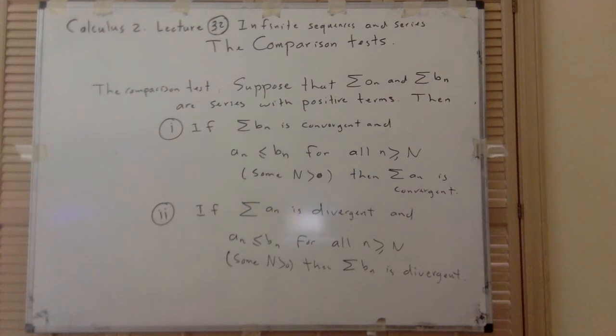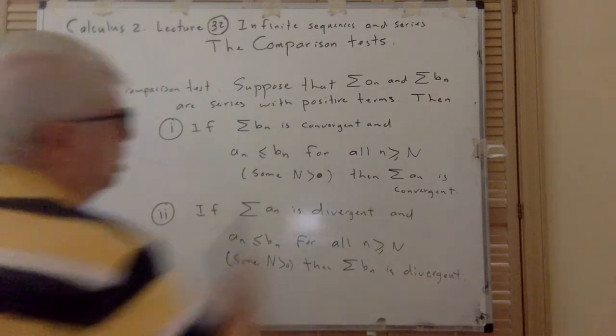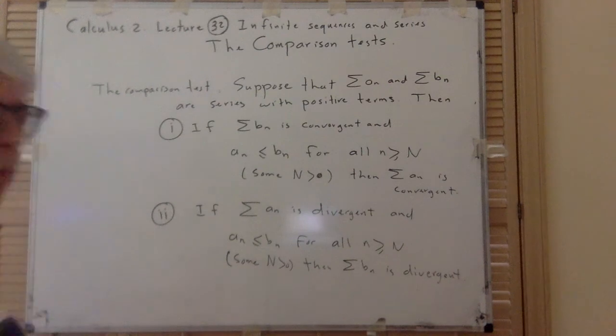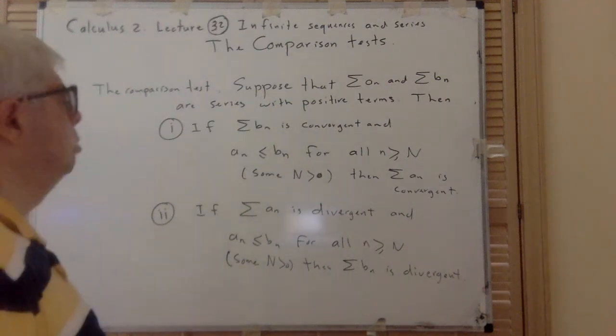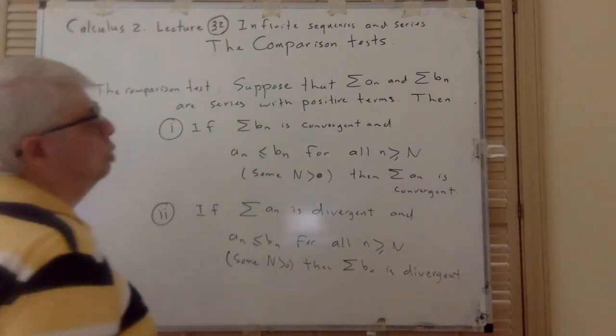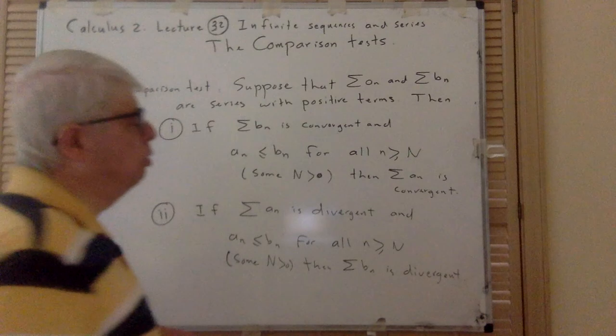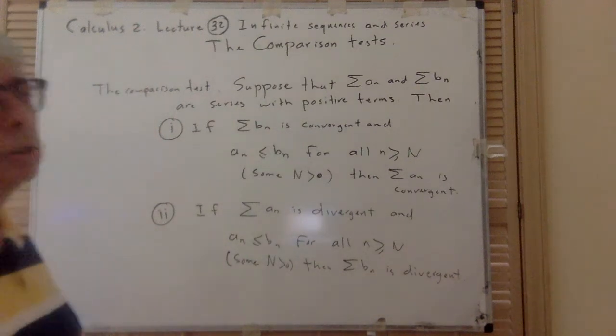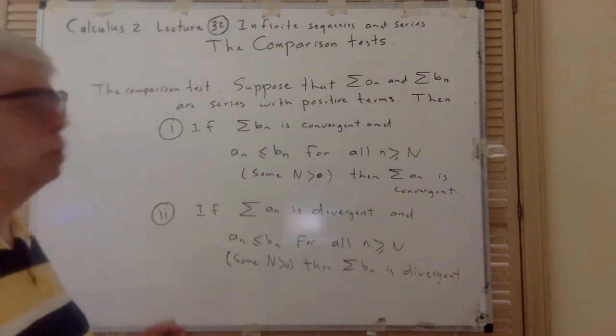It says, suppose we have two series, sigma a_n and sigma b_n, and from now on, usually I suppress this n from 1 to infinity. I just write sigma a_n and sigma b_n. And let's assume that they have positive terms. Now, we don't assume that it has non-negative terms. Non-negative means it can be zero.